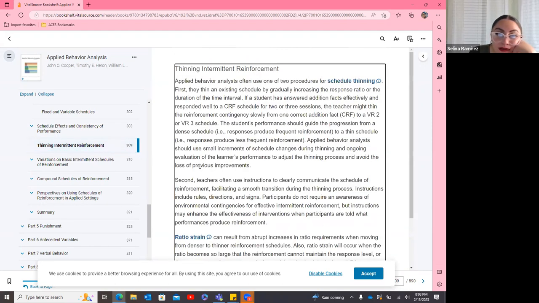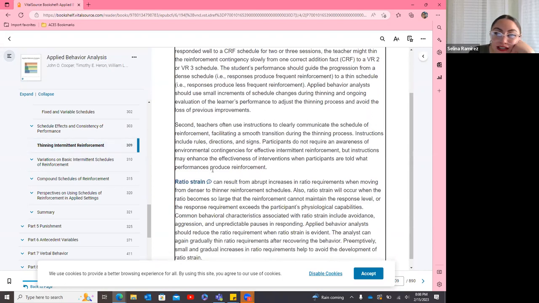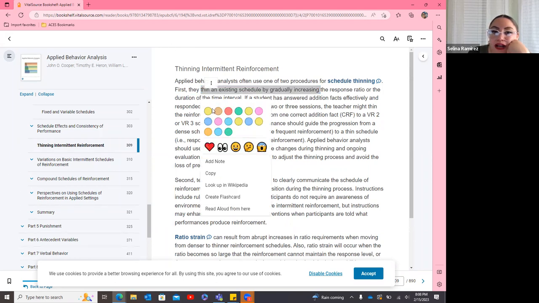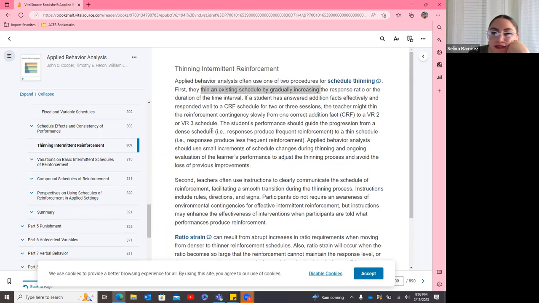Oh, and then we could talk about thinning and ratio strain, and then we'll go. Okay, applied behavior analysts often use one of 2 procedures for schedule thinning. First, they thin an existing schedule by gradually increasing. So this is a part that's confusing. You thin something out by increasing the response ratio or the duration of the time interval.